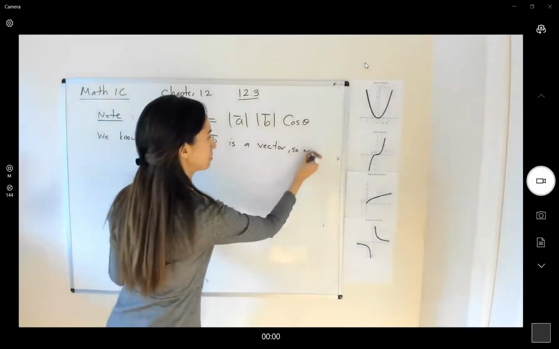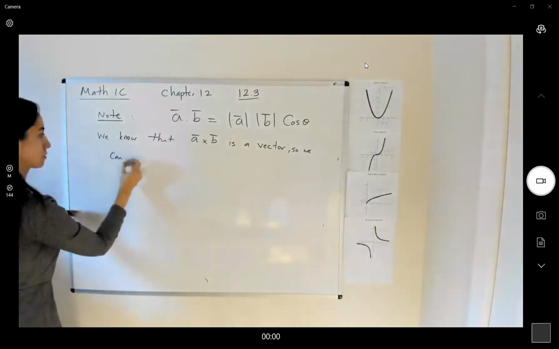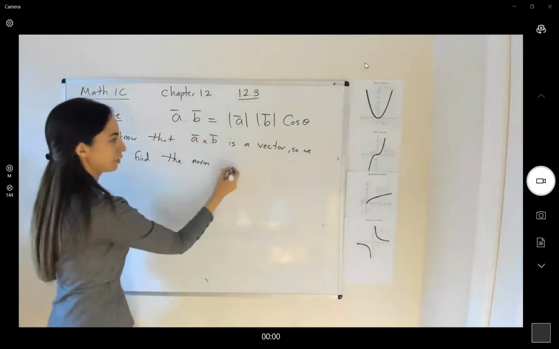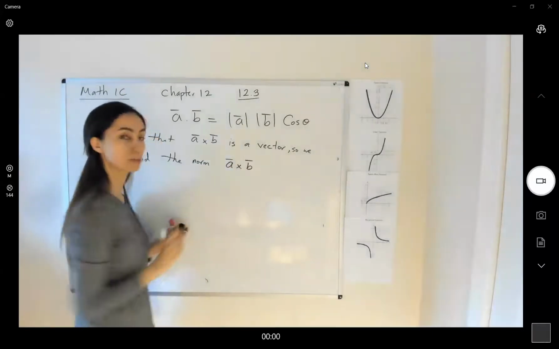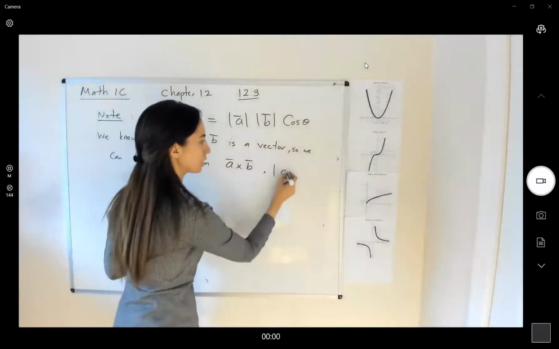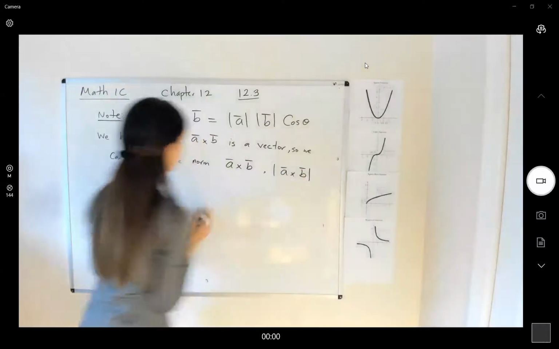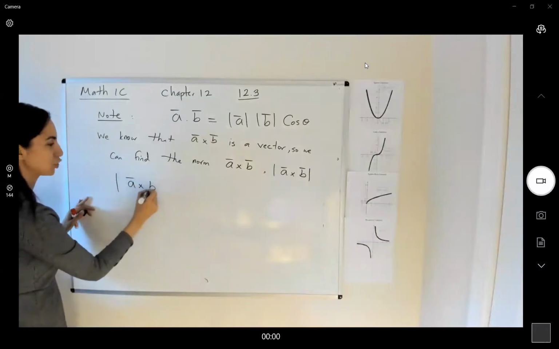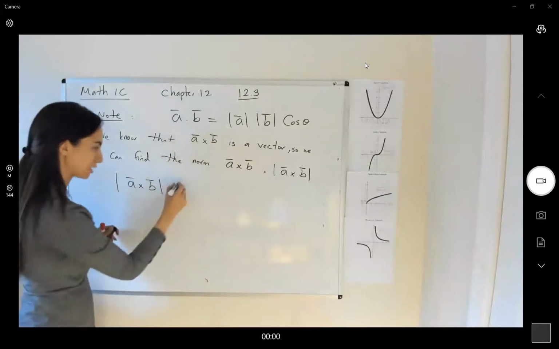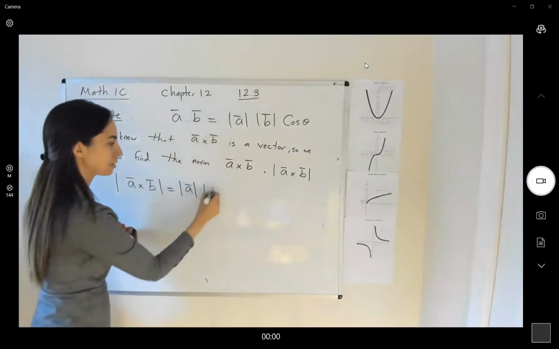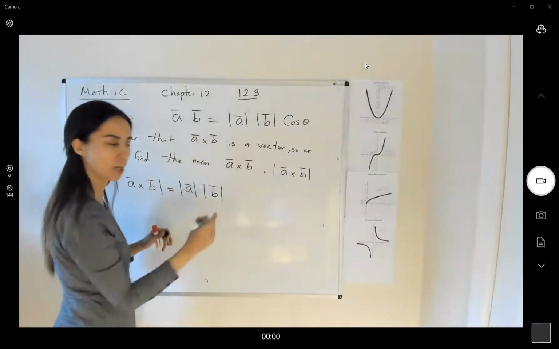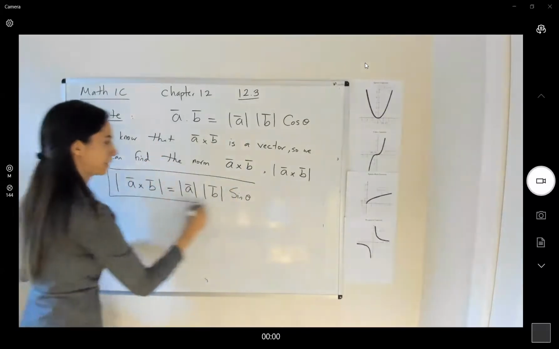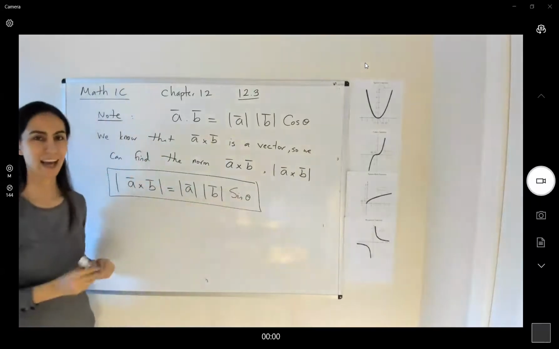So you can find the norm or length of the cross product between A and B, which is denoted by the magnitude of A cross B. The magnitude of the cross product between two vectors is the magnitude of the first vector times the magnitude of the second vector times sine theta. Theta is the angle between A and B.